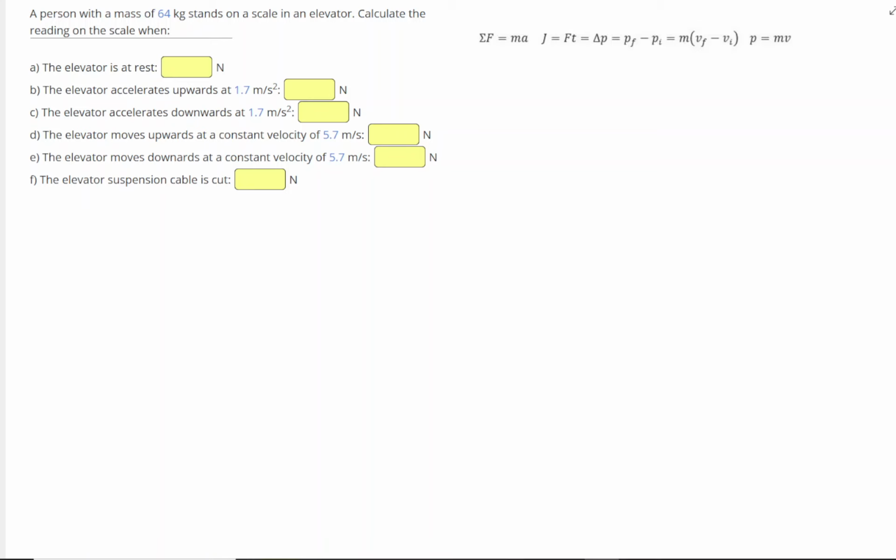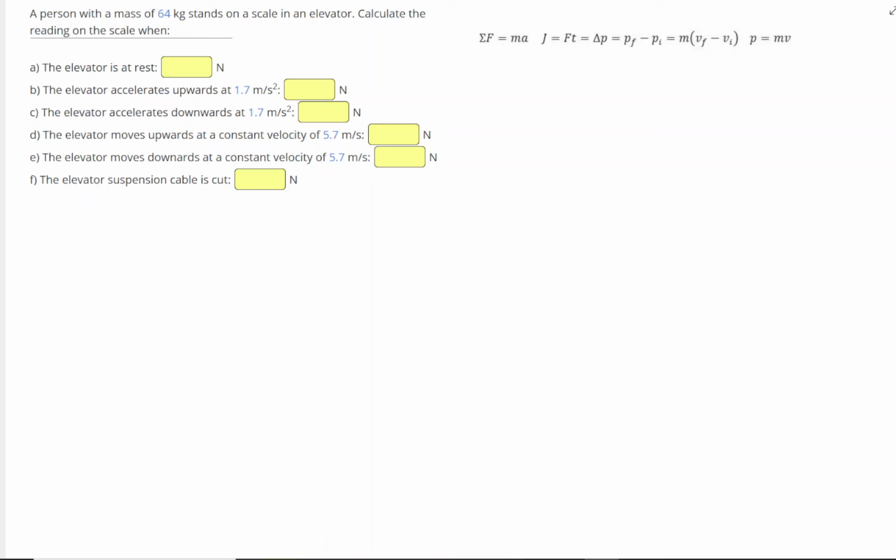In this example problem, we're going to analyze a person standing on a scale in an elevator. We have several different scenarios with different accelerations, and we're going to look at what happens to the forces acting on this person in the different scenarios. So it really tests your ability to draw free body diagrams and evaluate what the forces are acting on that person. So let's just start here with part A.